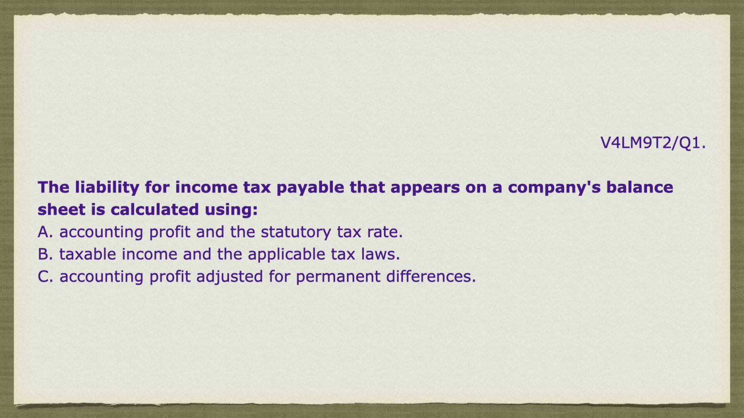The liability for income tax payable that appears on a company's balance sheet is calculated using A, accounting profit and the statutory tax rate, B, taxable income and the applicable tax laws, C, accounting profit adjusted for permanent differences.